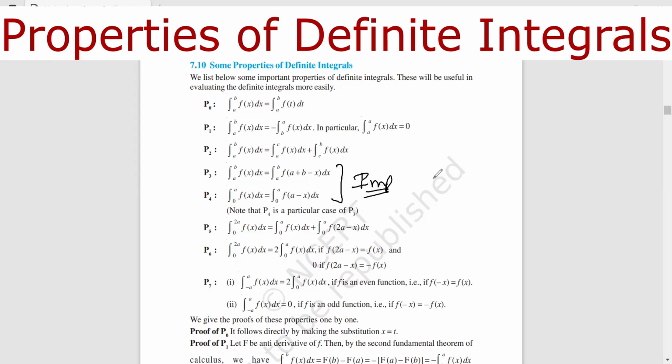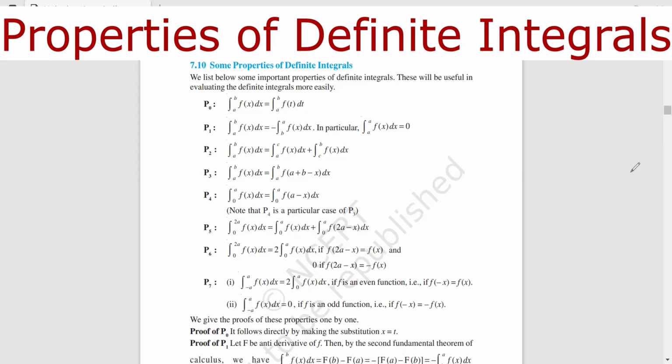For example, if I have the integral from 1 to 2 of f(x) dx, I can replace x with 1 plus 2 minus x, that means 3 minus x dx. So in the questions, we will be using the property like this.